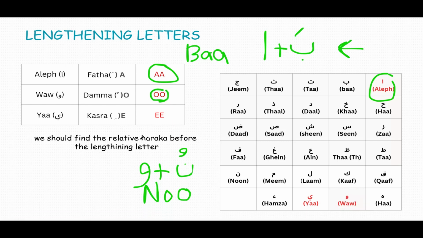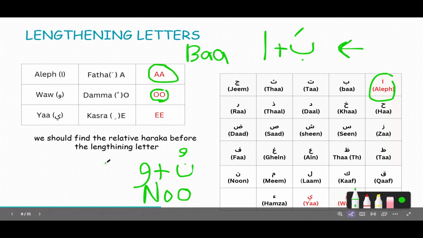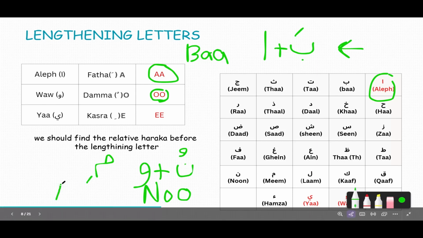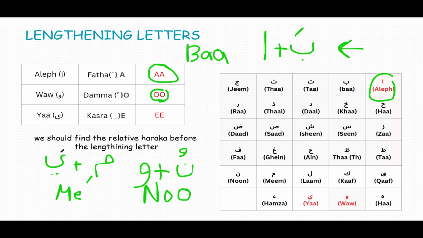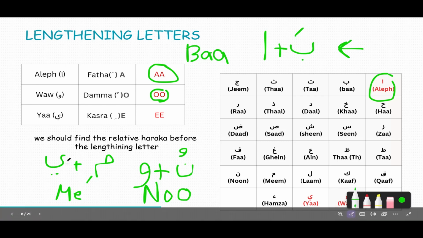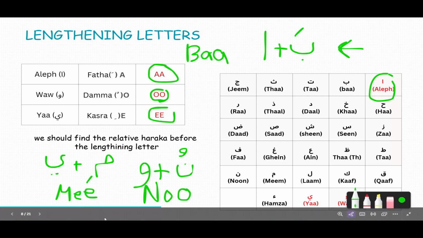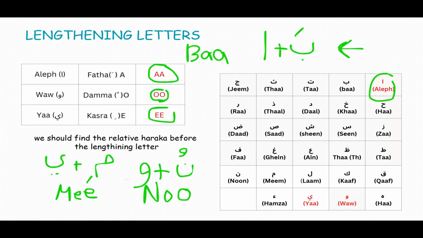That's all about waw. Same for ya. If you find, let's say, meem, and there is kasra below, so this is mi, a short one. Then you find the second letter, ya, two dots below ya. So no haraka on ya to apply, and there is kasra, the relative haraka, before. So ya works as a lengthening letter for the e sound. So it's mee, longer than mi. Actually, that's all for lengthening letters.